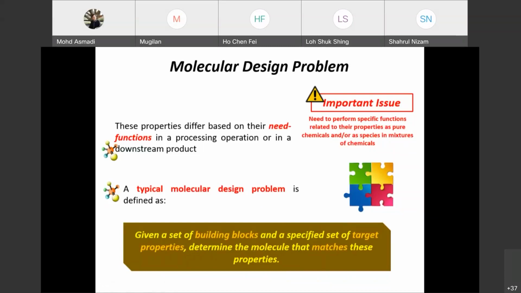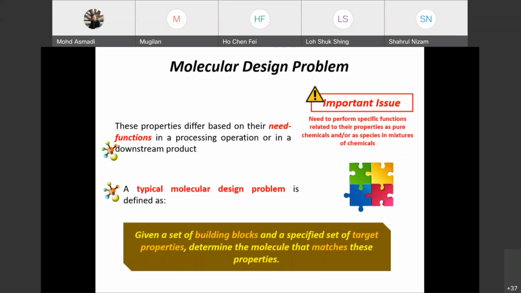For example, you want a solvent suitable for the removal of toxic chemicals like phenol from the river or from wastewater, by using an absorption process or liquid extraction.